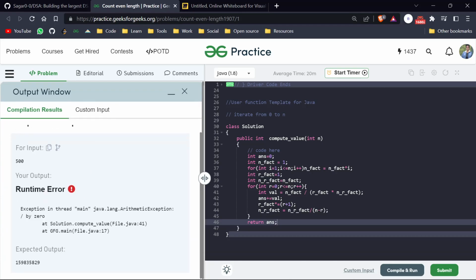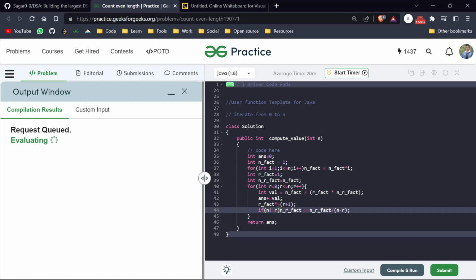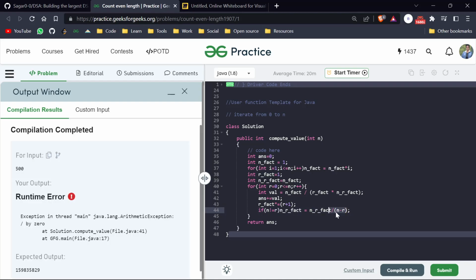And let us just... okay, we are getting an error, and that is because we are dividing here by something that can be 0. Okay, so I think here it can be 0. So we have to check here that r should not be equal to n. When n is not equal to r, only then we have to divide it. Yeah, because we cannot just divide everything by 0.